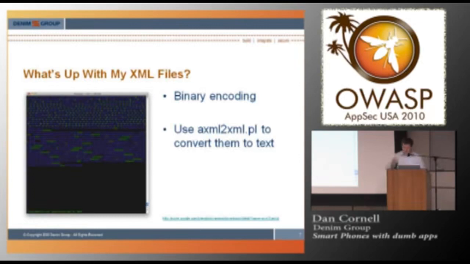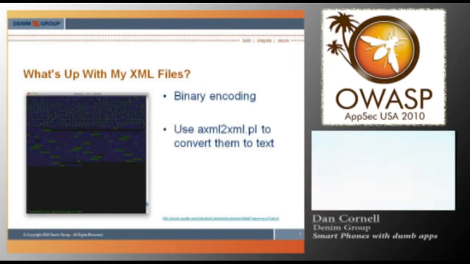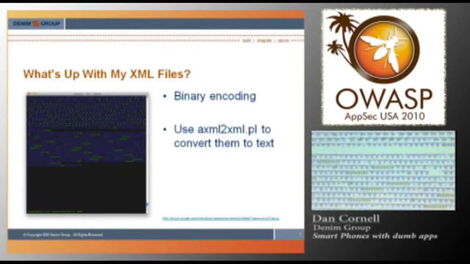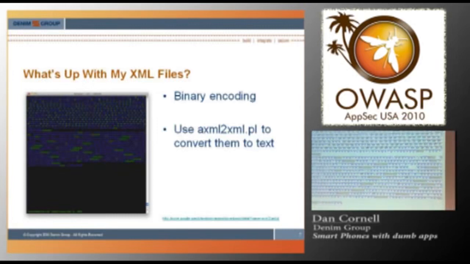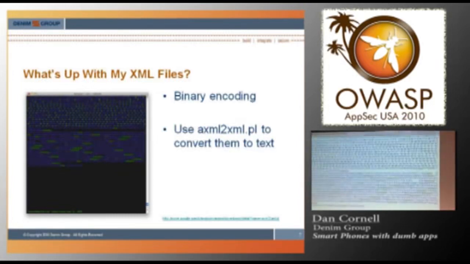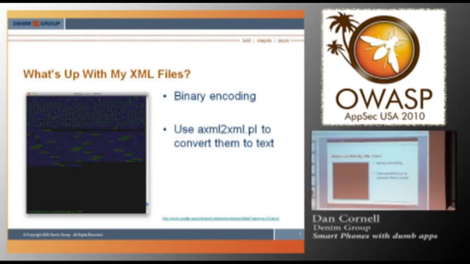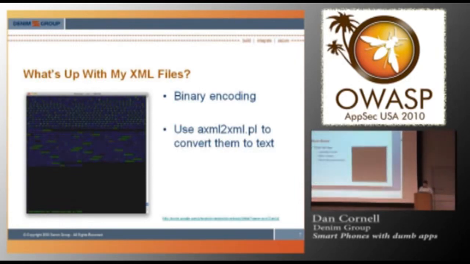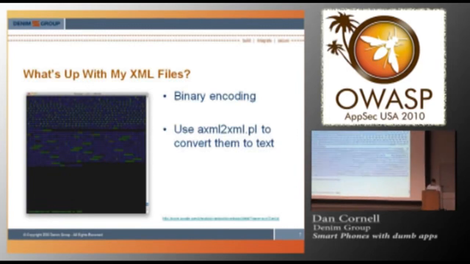So if we look in here at the Android manifest file, the Android XML file, it's a real nasty, goofy binary format. So that's not super attractive, but there are freely available tools out on the web. There's one, AXML to XML. It's a Perl script that will go through that and turn it into text.